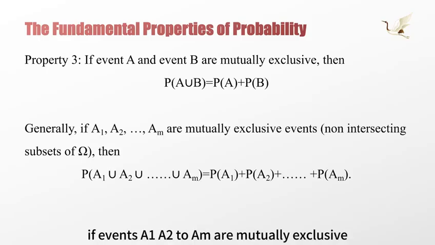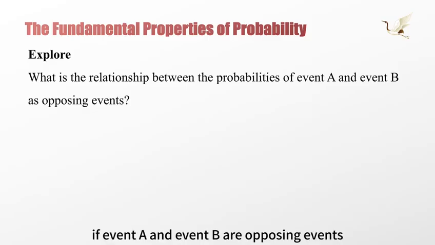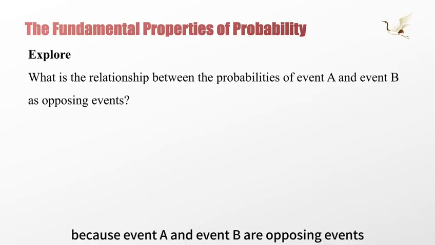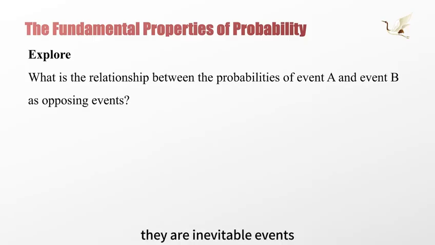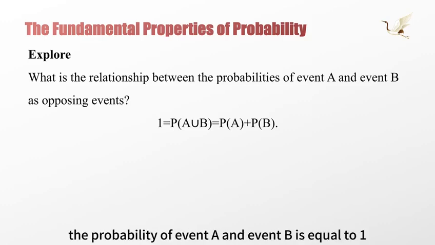If events A1, A2 to Am are mutually exclusive, then the probability of the sum of events A1, A2 to Am occurring is equal to the sum of the probabilities of these m events occurring separately. If event A and event B are opposing events, what is the relationship between their probabilities? Because event A and event B are opposing events, their sum is an inevitable event. That is to say, the probability of event A plus event B is equal to 1.